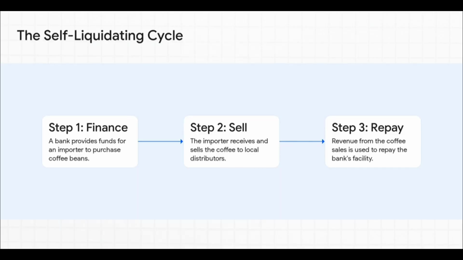Let's go back to our coffee shop. Here's how it works. Step 1. The bank provides the money for the importer to buy the coffee beans from Colombia. Step 2. The importer gets the beans, roasts them, and sells them to local shops.